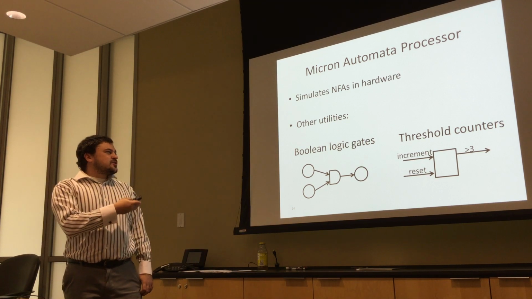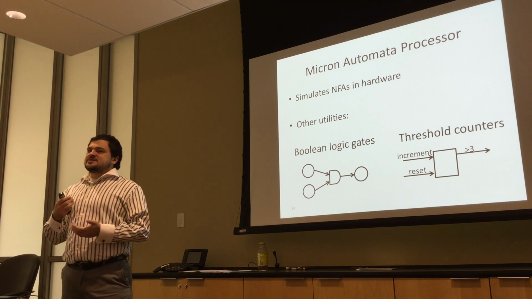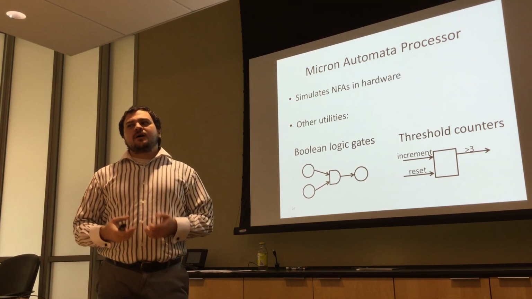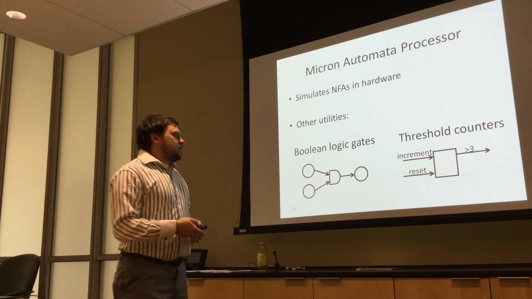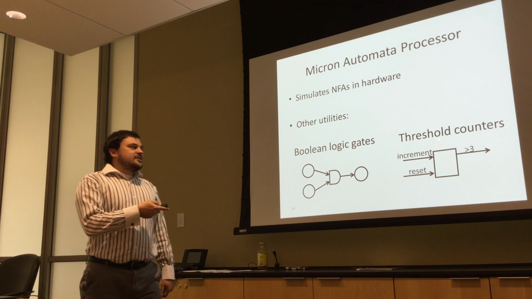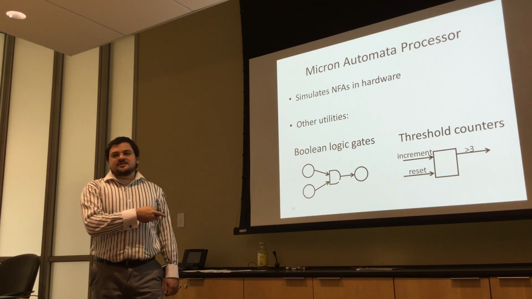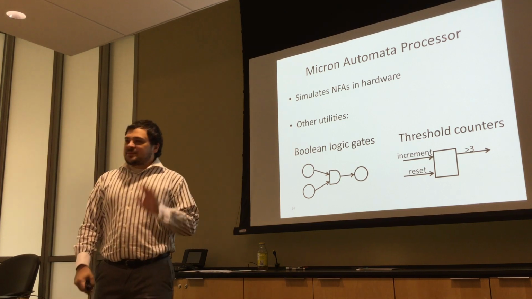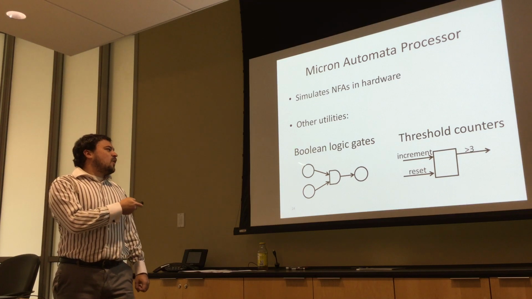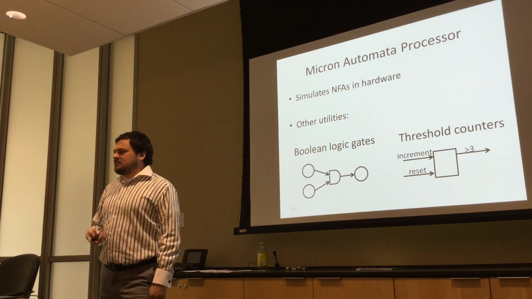So the first question that we'll ask about this is, what exactly do these additional utilities provide in terms of the computation power of finite state automata? There's a pretty simple construction for converting threshold counters into gate and state equivalents, so I'm going to leave that out today. So really the only question that remains is, what role exactly do these Boolean logic gates provide?